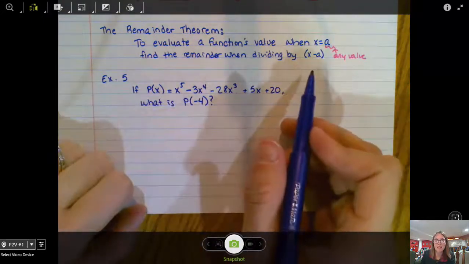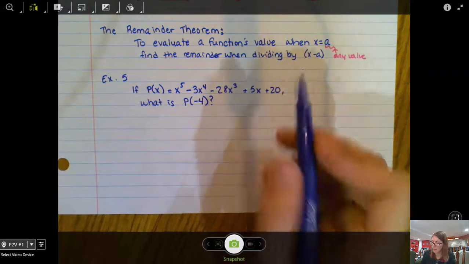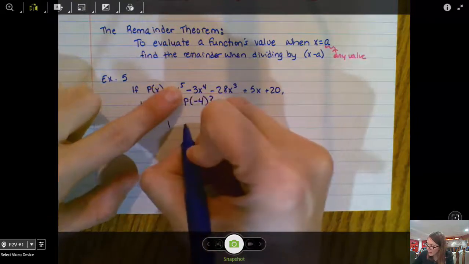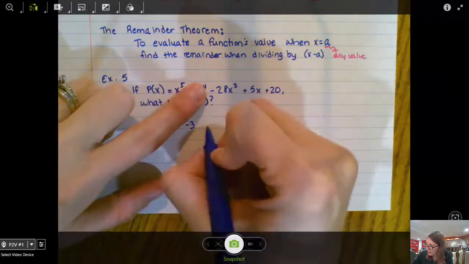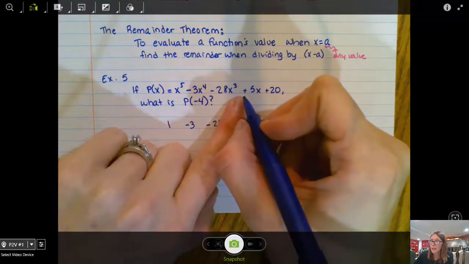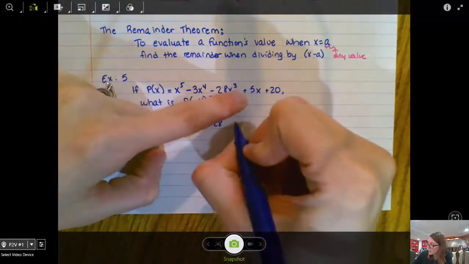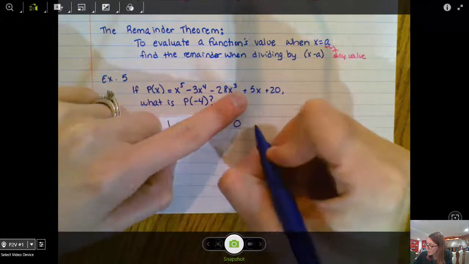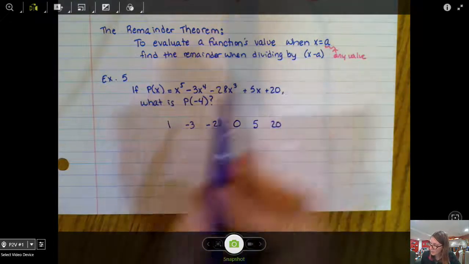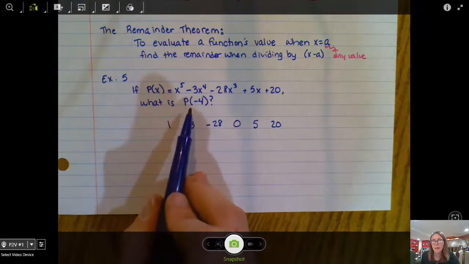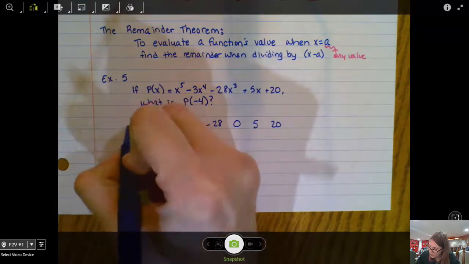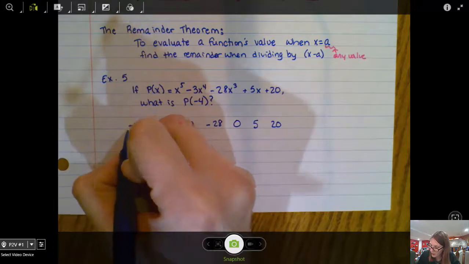And since that is a linear factor, let's use synthetic division. First step, write my coefficients down. I have 1x to the 5th, negative 3x to the 4th, negative 28x to the 3rd. Be careful here because I don't have an x squared term, so I need to put 0 x squared, and then 5x and 20. If I'm really dividing by the factor x plus 4, my negative 4 goes here.